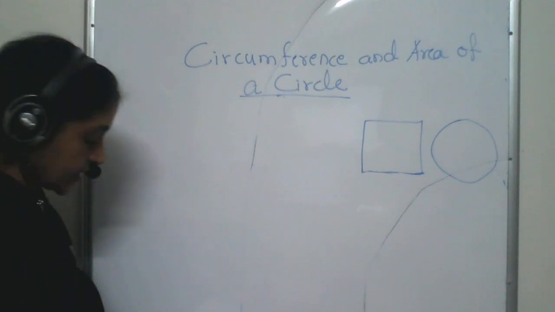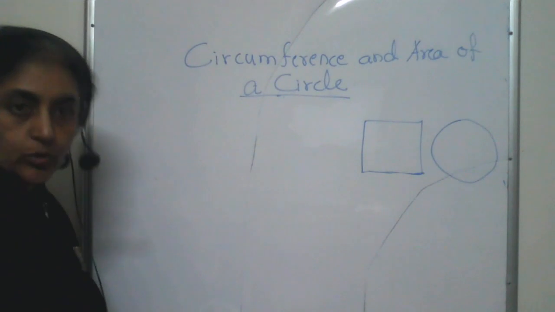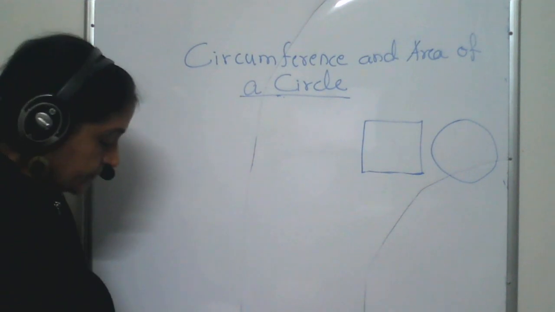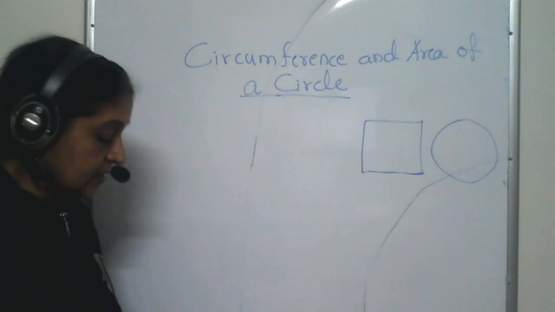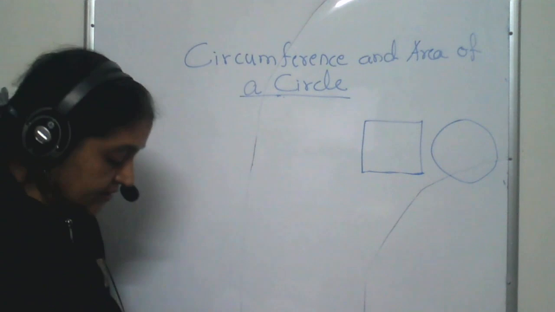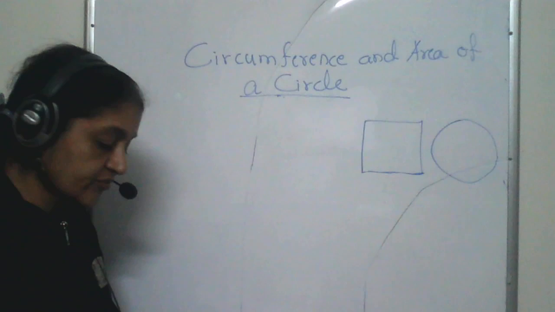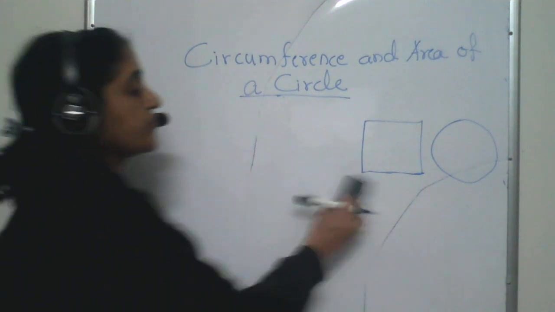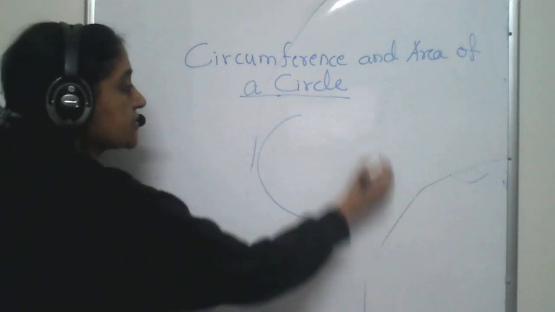Hello students, I have come up with the circumference and area of circle chapter and a few questions solved for you. For this we will have to know the basics of the circle, like what is a circle, what is circumference, what is radius, what is semicircle, what is annulus. So I'll discuss a few things in a quick revision, and then we'll go ahead with the questions. Now you all know that this is called a circle.